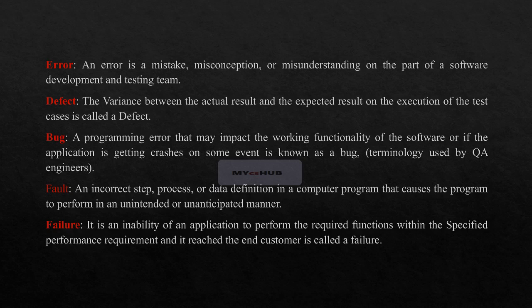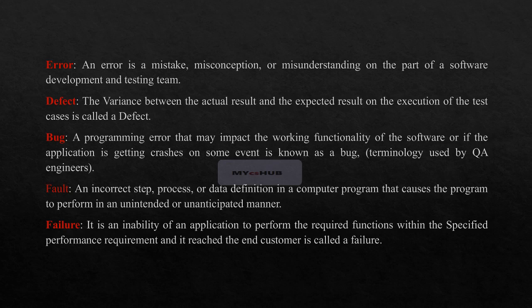Next one is bug, a programming error that may impact the working functionality of a software, or if the application crashes on some event, is known as a bug. Fault, an incorrect step, process or data definition in a computer program that causes the program to perform in an unintended or unanticipated manner is called a fault.